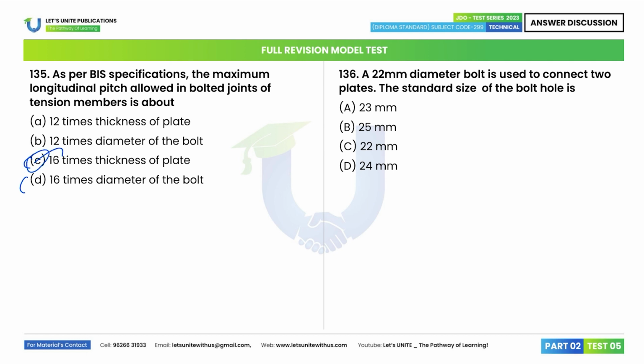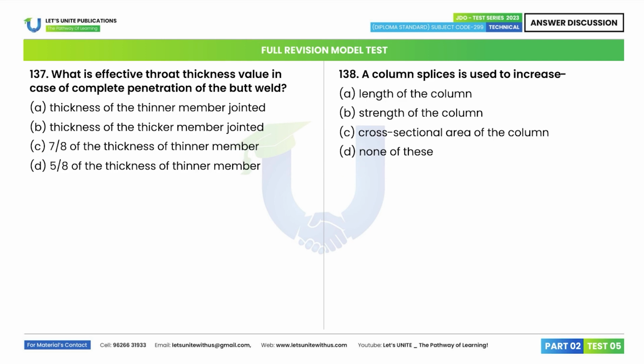Option C correct answer. 136. A 22 mm diameter bolt is used to connect two plates. The standard size of the bolt hole is 24 mm. Option D. Next 137. What is effective throat thickness value in case of complete penetration of the butt weld? Thickness of thinner member joint. Option E. 138. Column splices is used to increase length of the column.